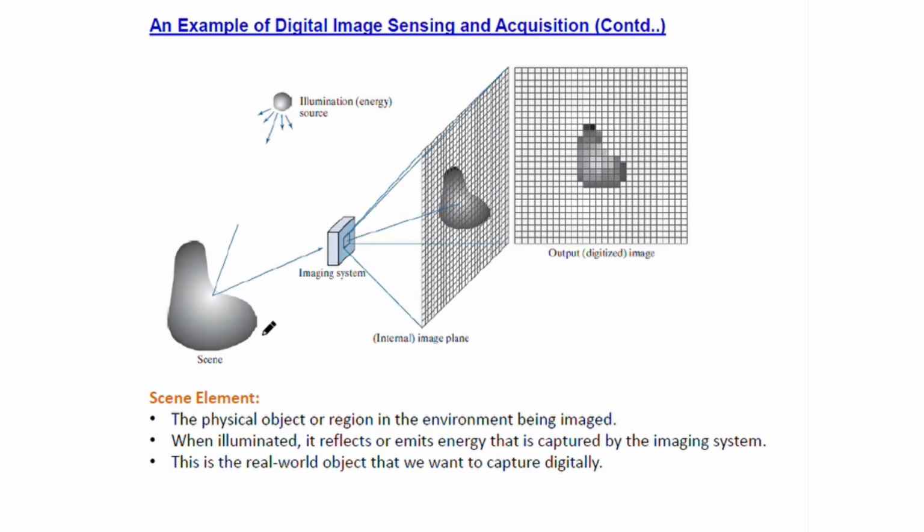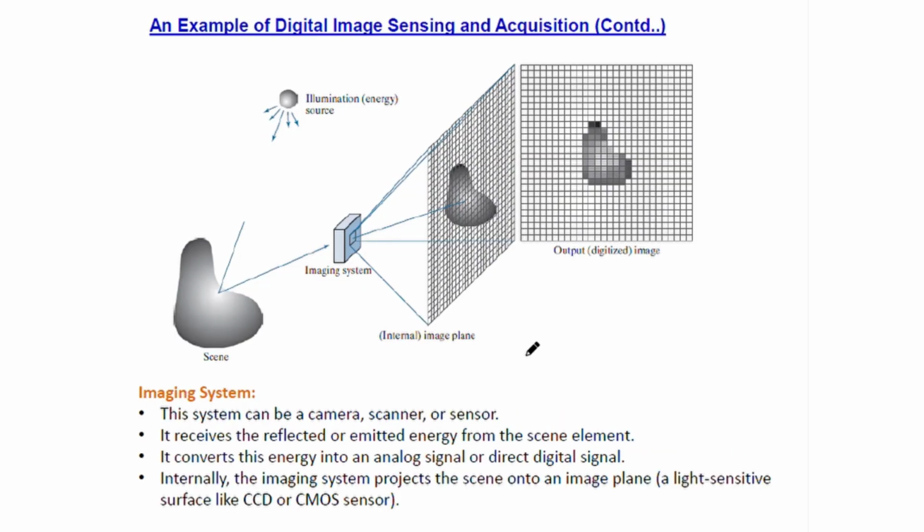Now coming to the next one, the scene element. This is the object that we are going to capture, and this scene absorbs some amount of light and reflects the remaining. The next is the imaging system. This system may be a camera or scanner or sensor. It receives the light reflected by the scene.